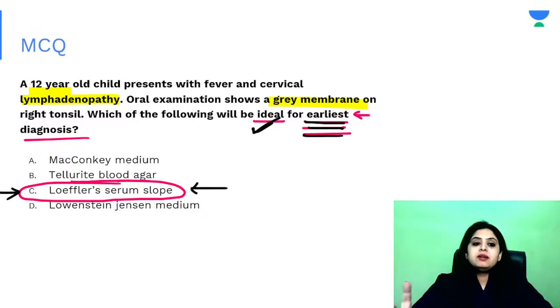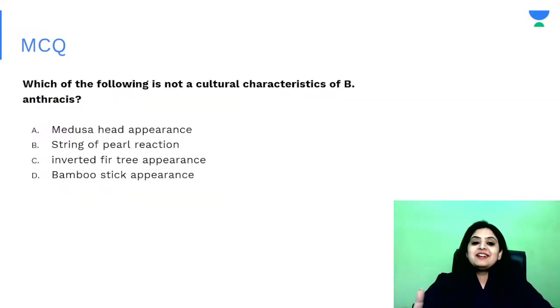Actually, I'm sorry, there is one more question. I counted it incorrectly, so before you go and run away, I'll quickly show you that question. This is the last question of the day, and genuinely the last one. Which of the following is not a cultural characteristic of Bacillus anthracis? Lots of images. You can see the names, and you know ma'am is going to show us 4 pictures. This was also a recent FMG exam question, that's why I wanted to discuss it with you.